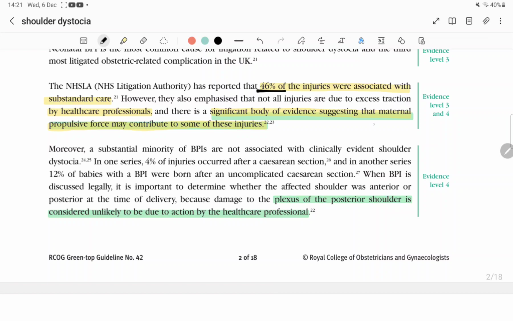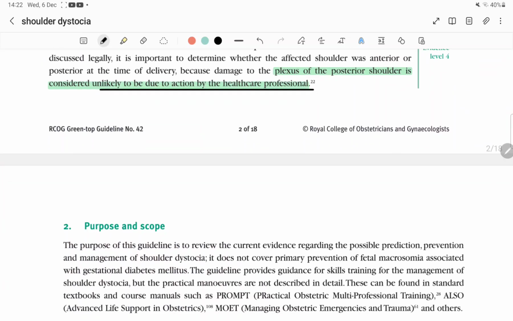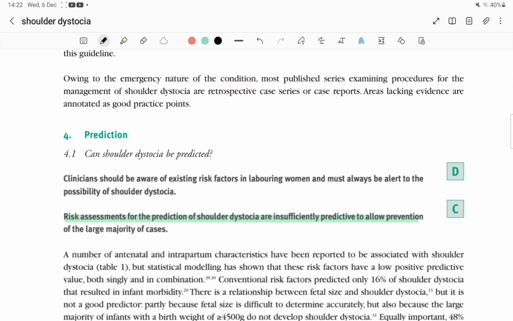One other thing: when the posterior shoulder is involved, when the posterior part of the brachial plexus is involved, it is unlikely due to an action by the healthcare professional. Okay, it is not due to your traction. Okay, it must be due to the mother pushing or something like that. Now these were the basics of this guideline.